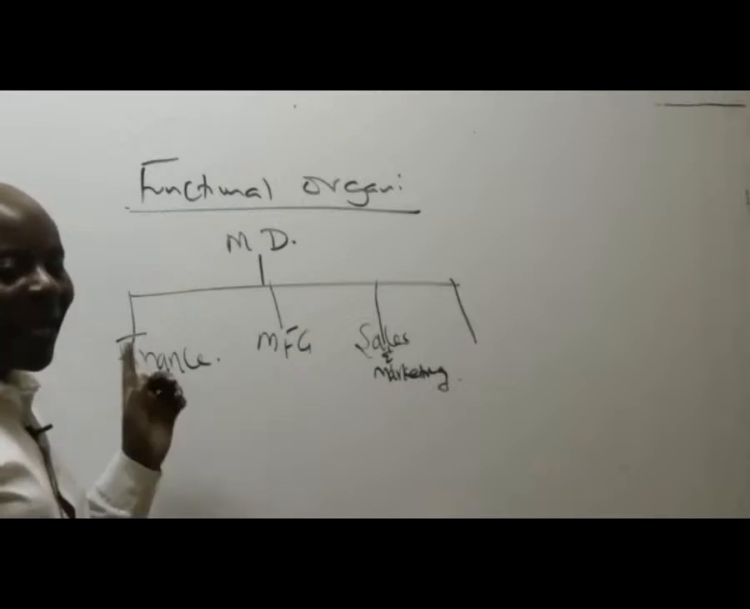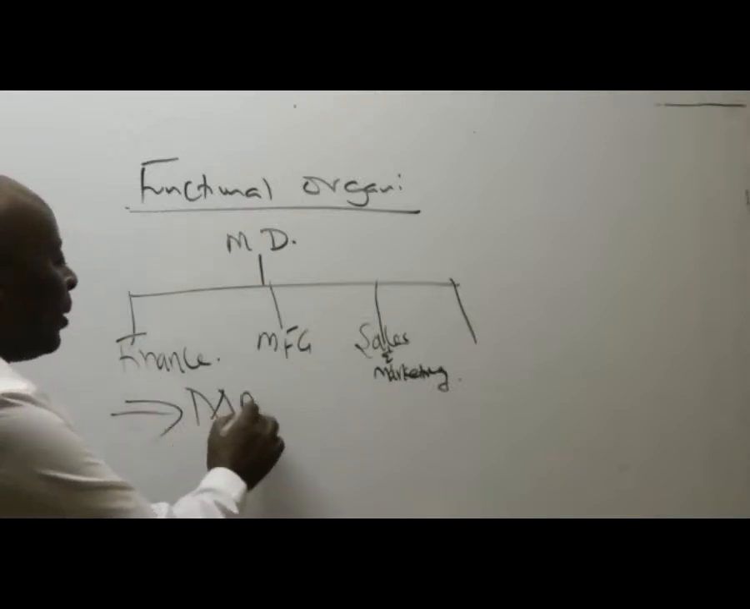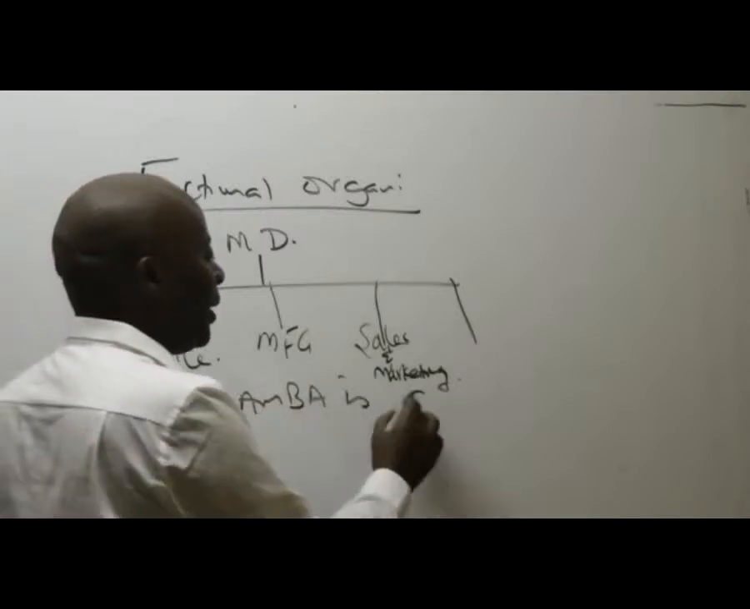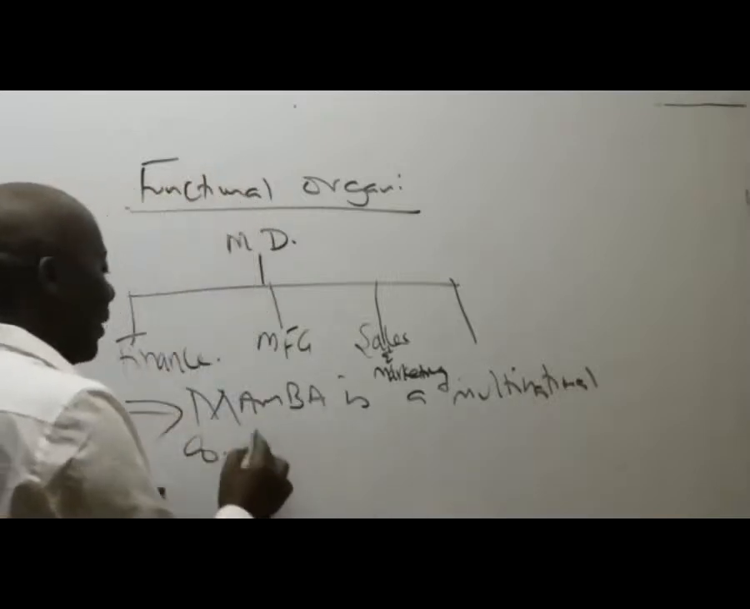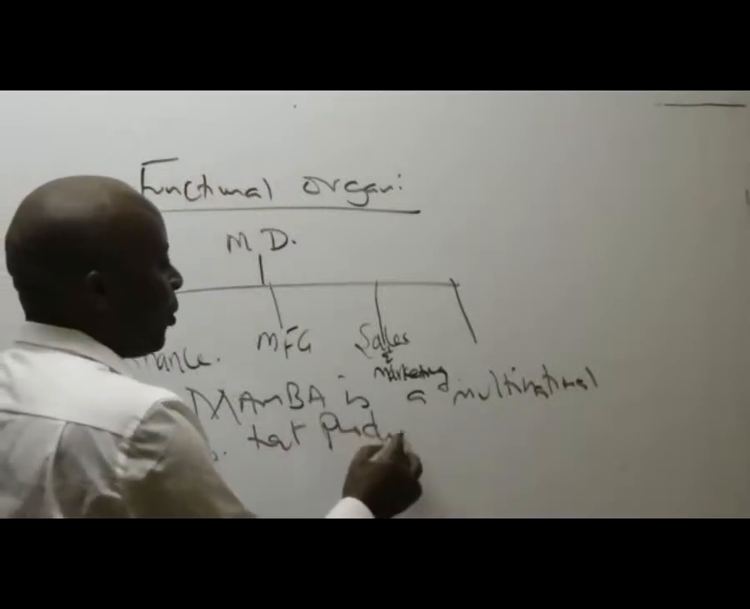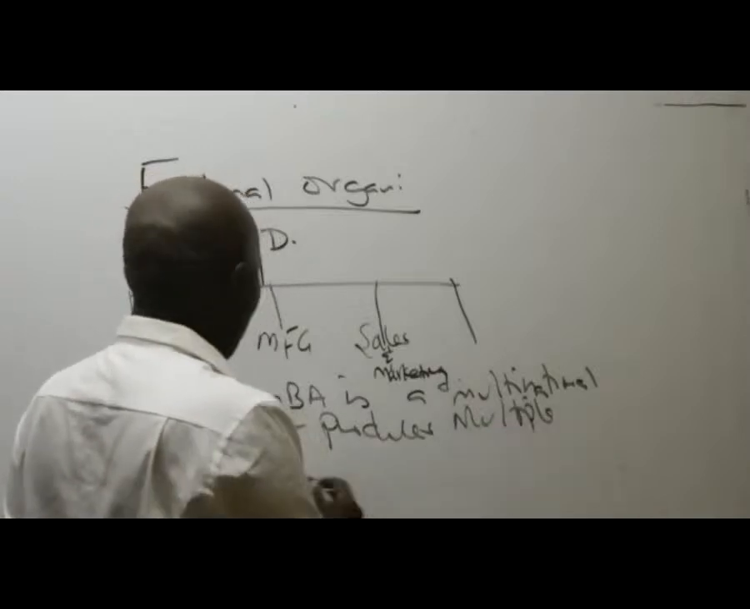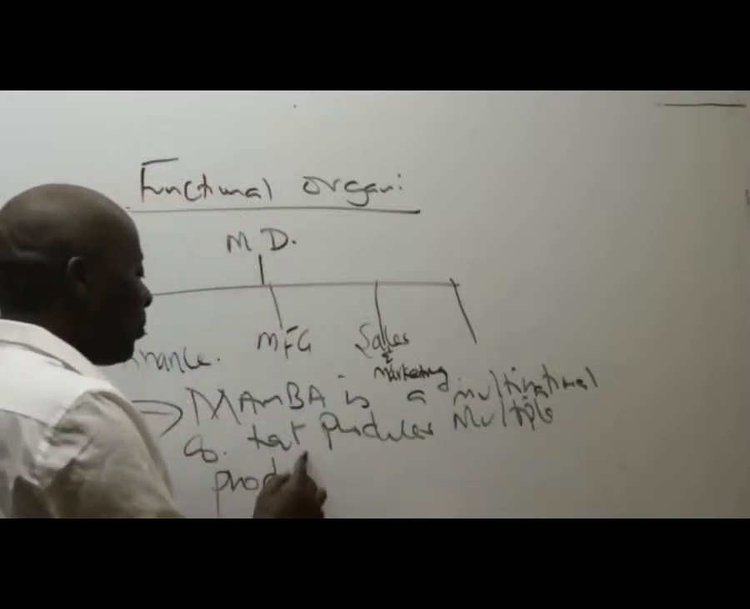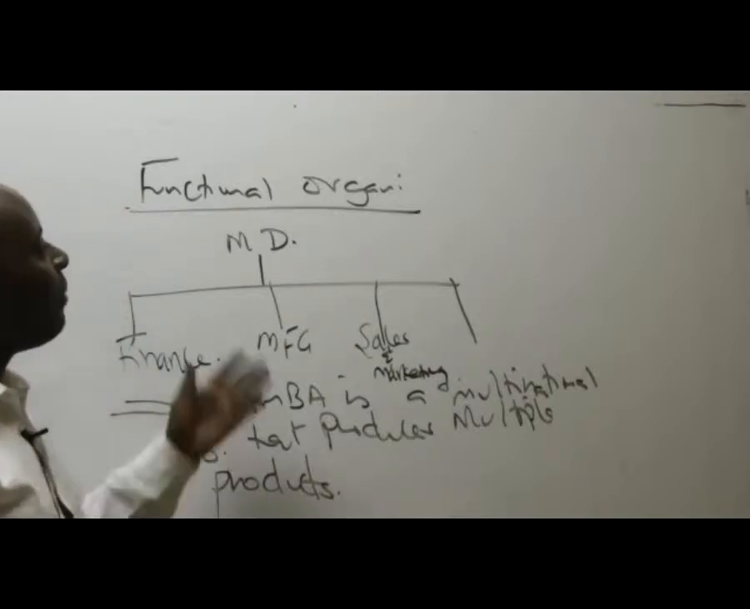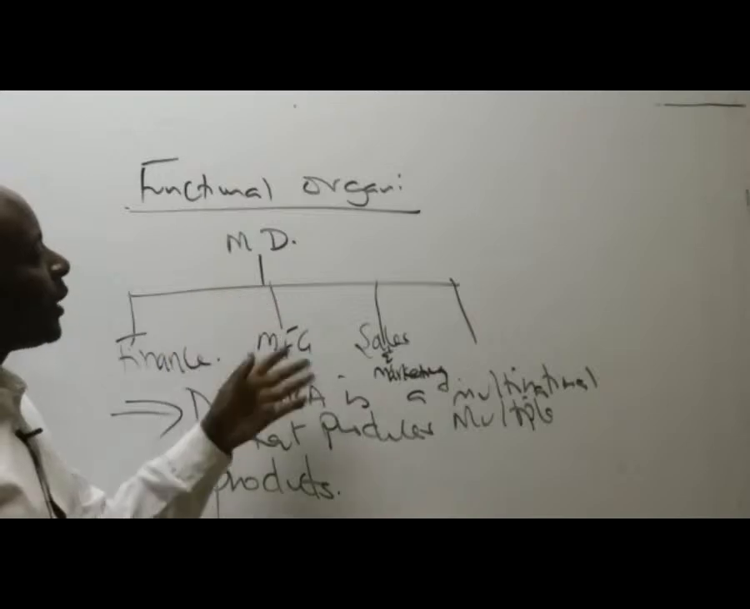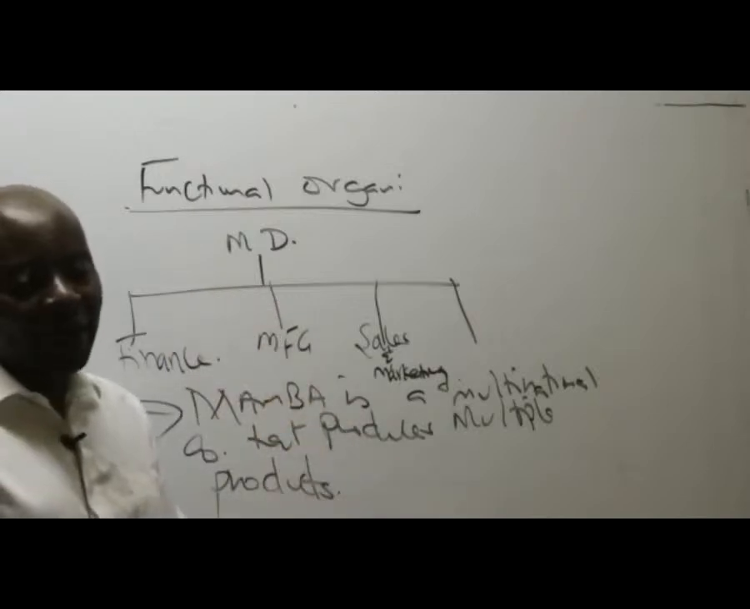But with this, I can see a problem. What is the problem? I'll tell them that Mamba is a multinational company that produces multiple products. So a functional organizational structure cannot work for this kind of company.